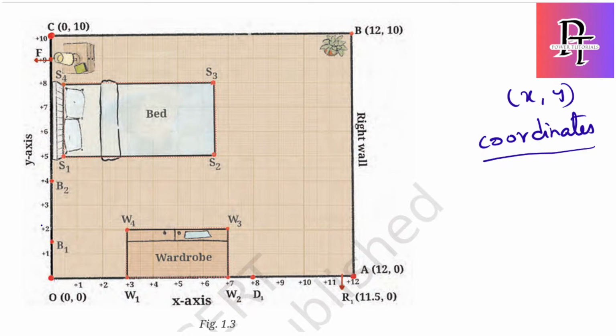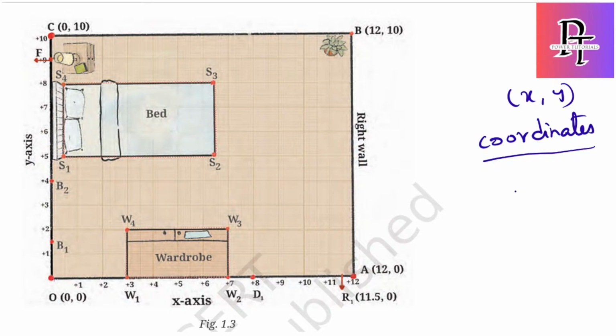Now if you notice here, I can say that S1, that is the bed, will start from the 5th point on the y-axis, and it is ending at the 6th point on the x-axis. So in this way I can figure out the points. Okay, so that's why the coordinates are important.